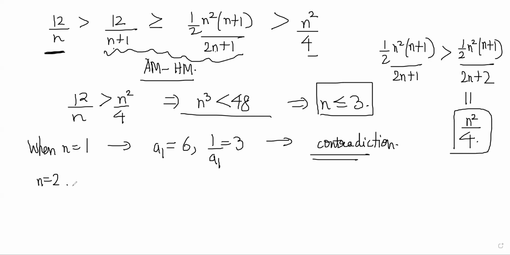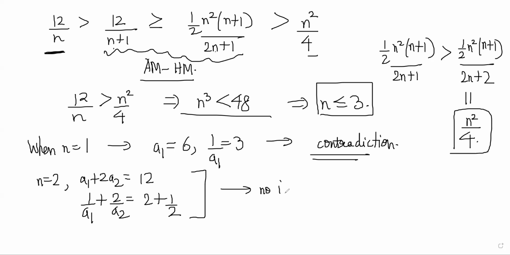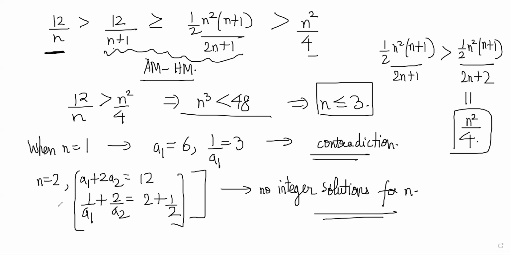When n is equal to 2, we have a1 + 2a2 equal to 12, and 1/a1 + 2/a2 equal to 2 plus half. And for this, we'll have no integer solutions. Here we'll not get an integer solution for a1 and a2. a1 and a2 are not coming as integers, which was given in the problem that a1, a2 were positive integers. So n equal to 2 also doesn't work.